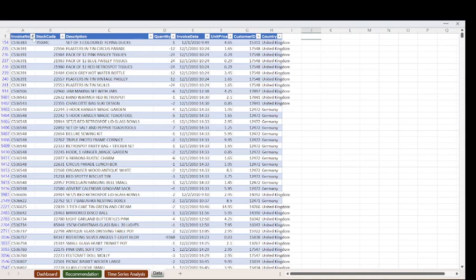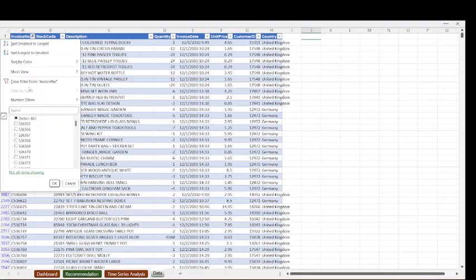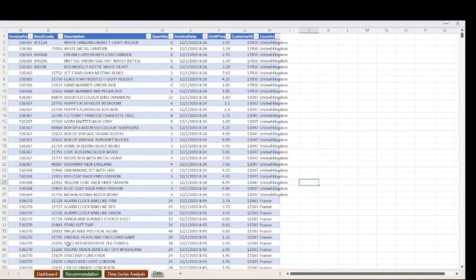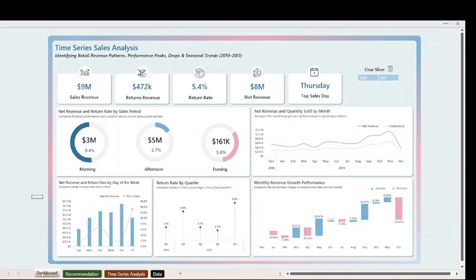From there, I was able to get the return revenue, which means the revenue that was lost, then the sales revenue, the actual revenue made from sales, and the net revenue, which is what you get when you subtract the return revenue from the sales revenue. The return rate is the percentage at which products were returned, and the top sales day is the day of the week that had the most sales, the best performing day of the week.